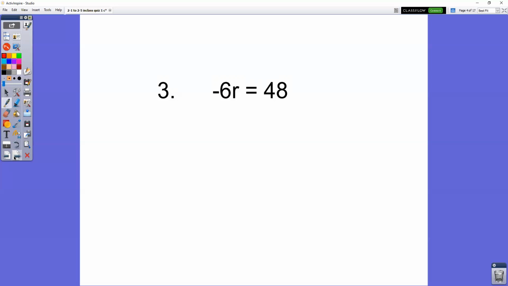The opposite of times is divide. So we want to divide by negative 6, divide by negative 6. Those negative 6s cancel out. Bring down your r, bring down your equal sign. Always do top divided by bottom. 48 divided by negative 6 is negative 8.